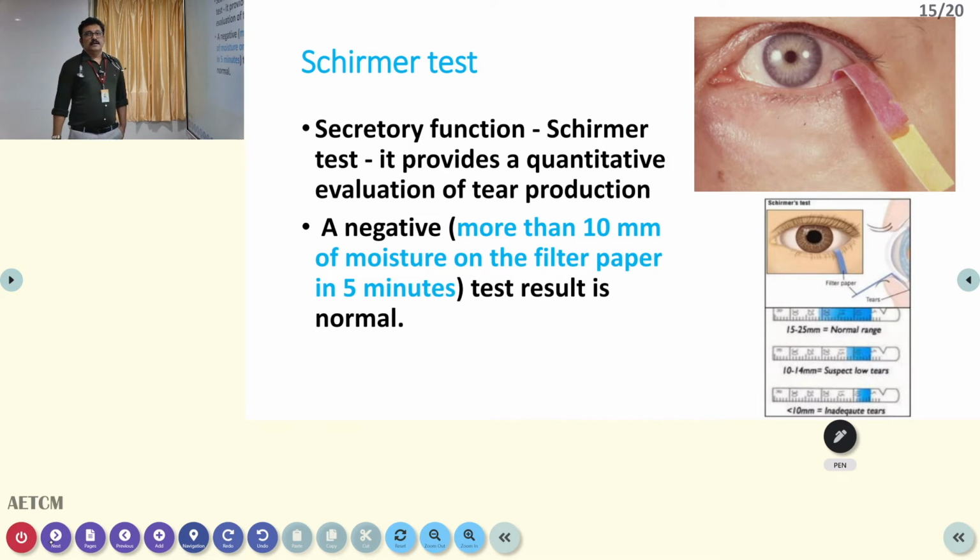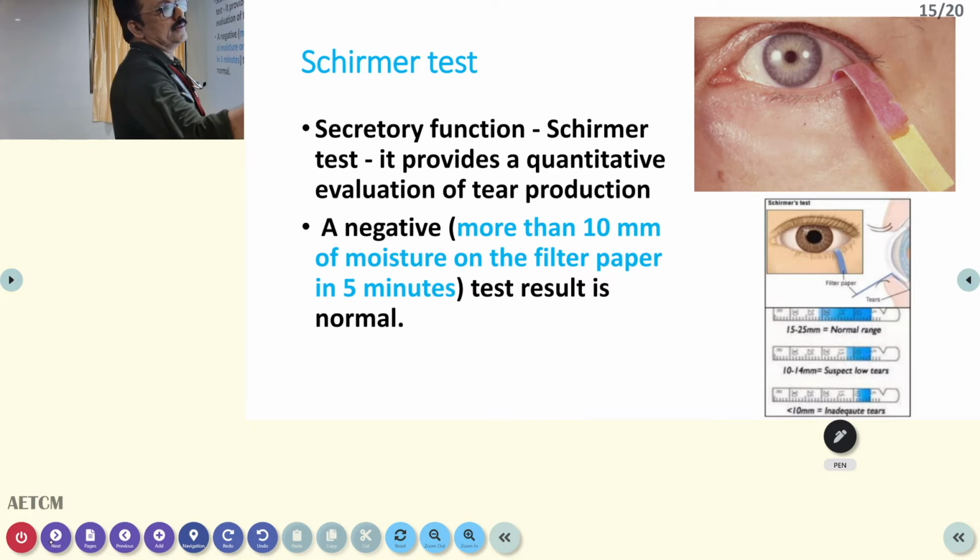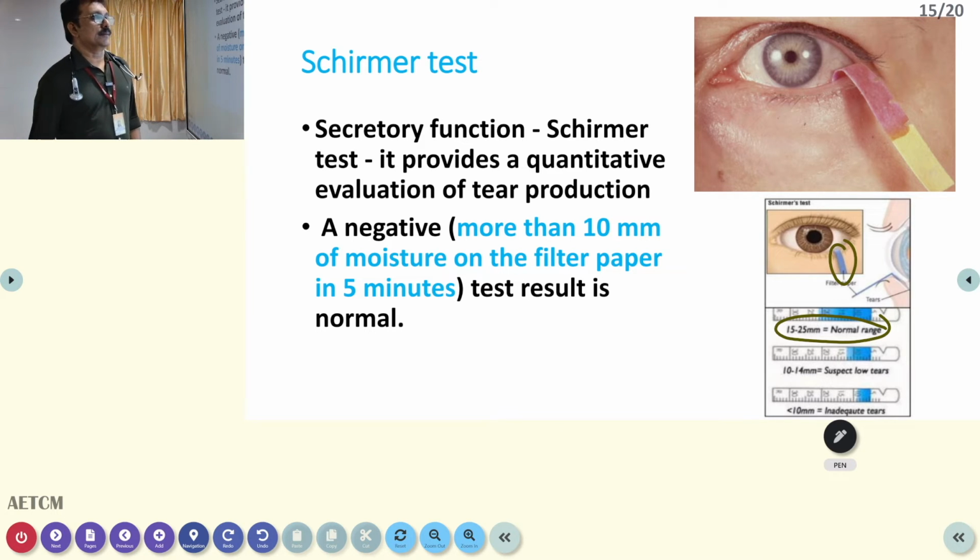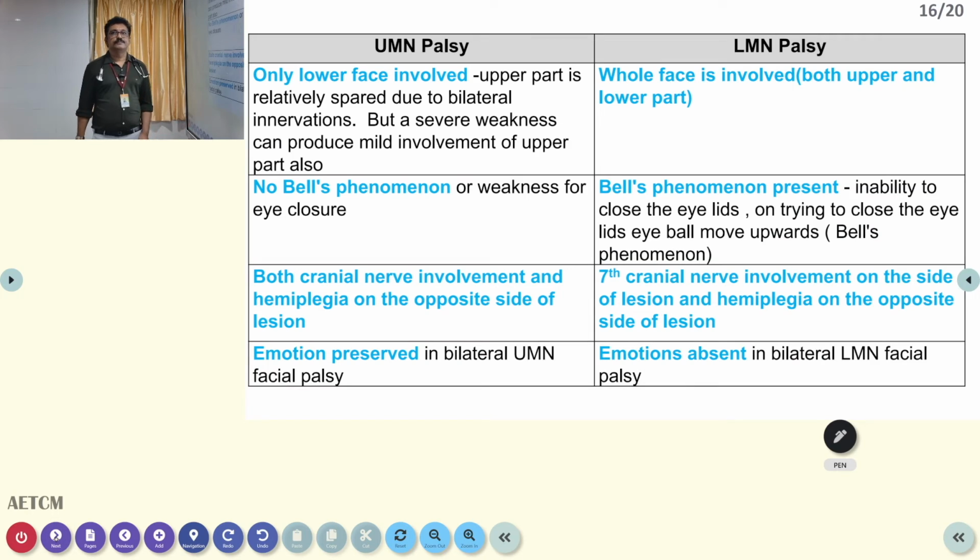Now another test, you can see salivation and lacrimation. You can do the Schirmer test, that is routinely done in ophthalmology, but you can also try to do this test. You are actually assessing the secretions from the eyelids. Normal range is 15 to 25 millimeters on the paper. Okay, so that can be done in a routine clinic, or normally it is done in ophthalmology clinics.